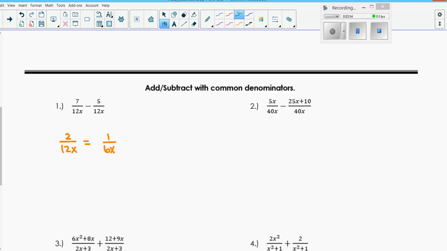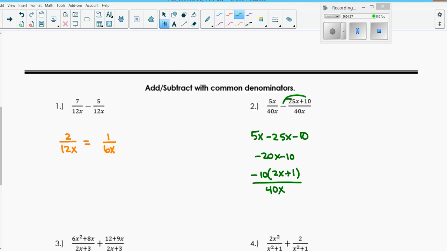Okay. Over here we have the same denominator. We need to be very careful though that when we subtract, this is subtracting both terms. So I'm actually going to write that out. So it means we're doing 5x minus 25x minus 10. Okay, so 5x minus 25x is negative 20x minus 10. That expression can be simplified. I can factor out a negative 10, negative since that's my leading. And that would leave me with a 2x plus 1. And that's all over the common denominator, which is 40x.